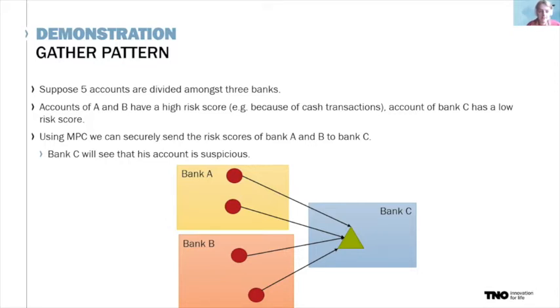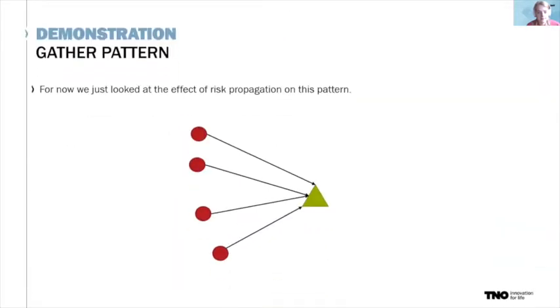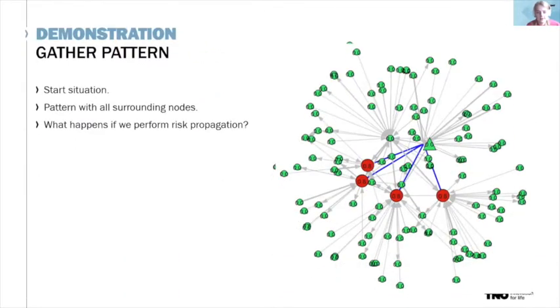But using MPC, we can securely send these risk scores from Bank A and Bank B to Bank C, and Bank C will see that his account is suspicious without actually knowing the scores of Bank A and Bank B. So that's what the MPC solution is about. For now, we just look at the effect of risk propagation on this pattern without the division on banks. So then it looks something like this.